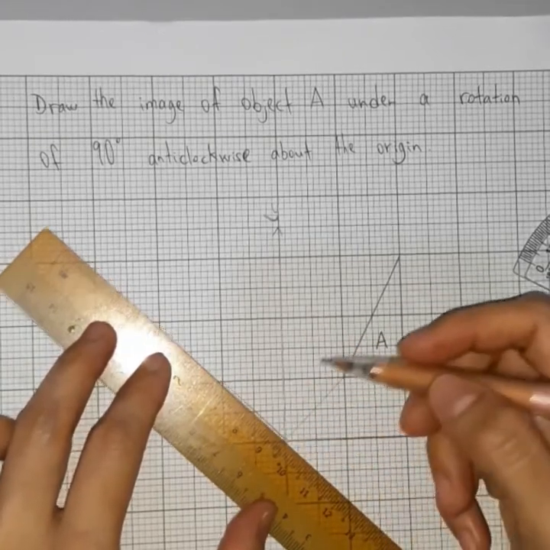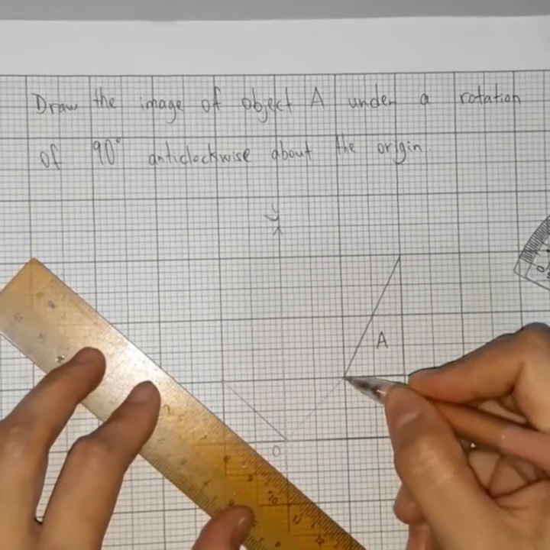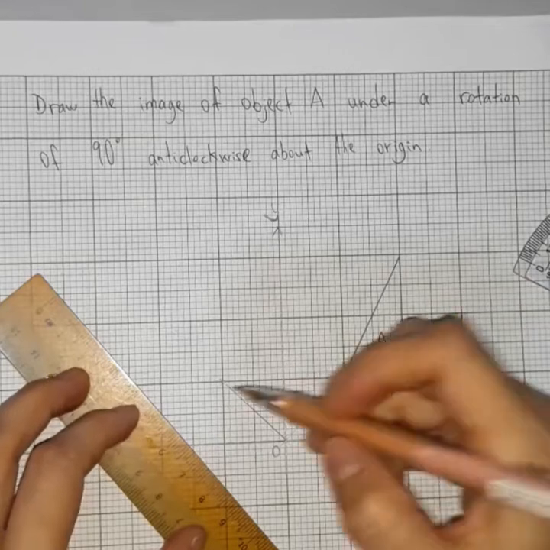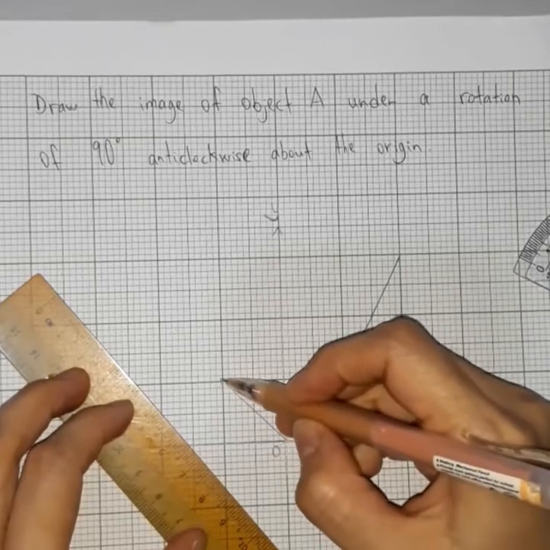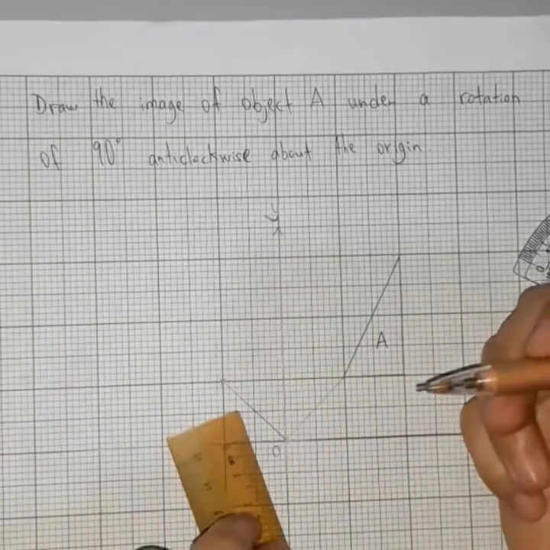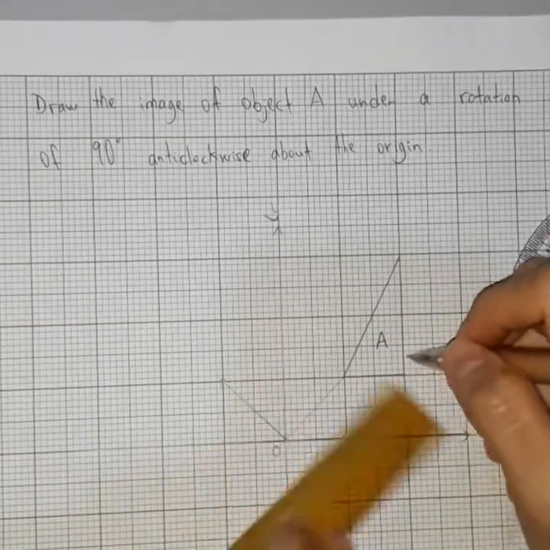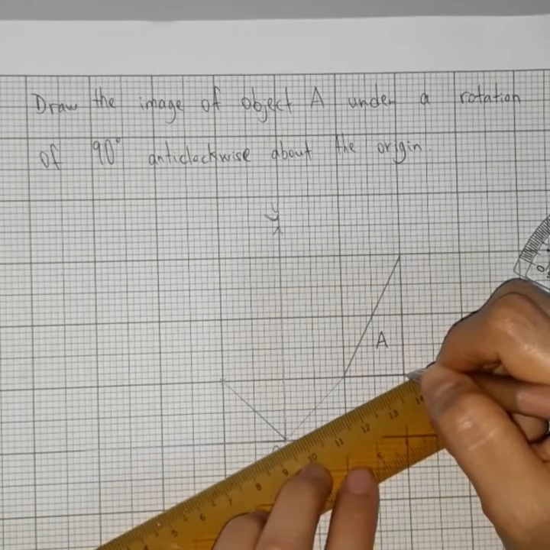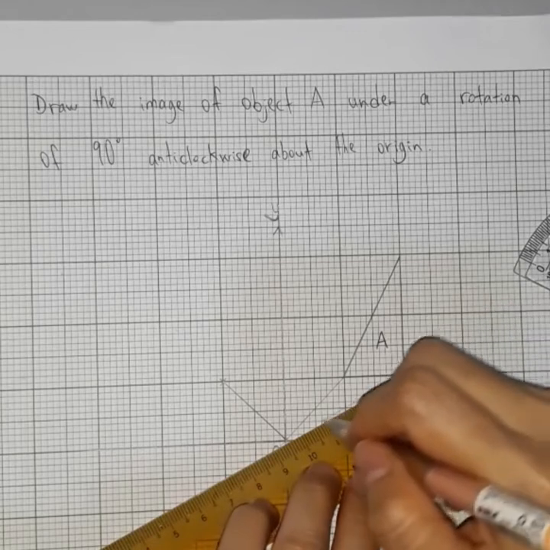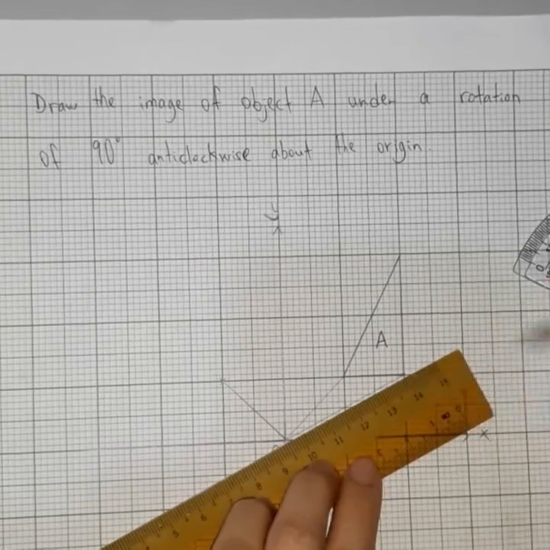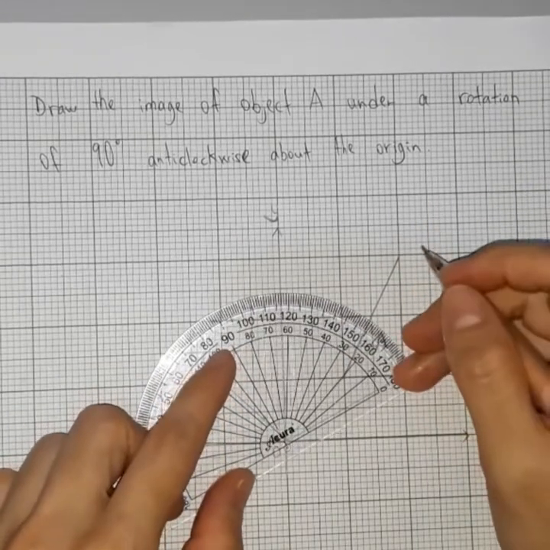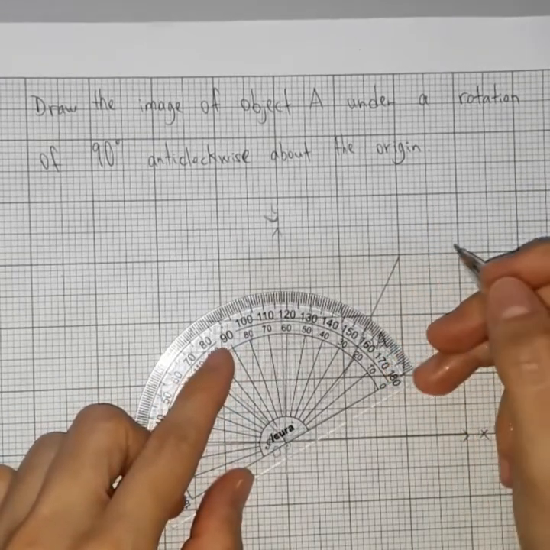So the corresponding point is here, because the distance from the point to the origin is the same as the corresponding point to the center of rotation, the origin. And for the next point, I draw a line to the center of rotation as well. I measure 90 degrees, that is anti-clockwise also.